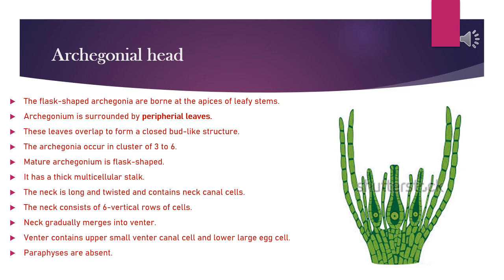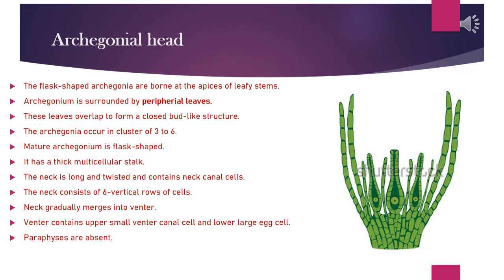The mature archegonium is flask-shaped with a thick multicellular stalk, and the neck is long and twisted and contains neck canal cells. The neck consists of 6 vertical rows of cells, and the neck gradually merges into the next part, called the venter. The venter contains an upper small venter canal cell and a lower large egg cell. In this diagram you can see a mature archegonium which consists of 3 parts: the stalk, the venter, and the neck.